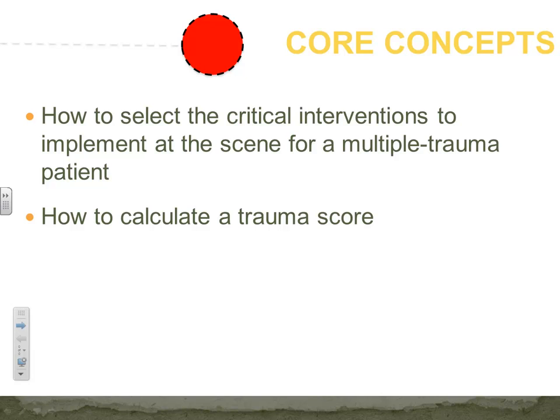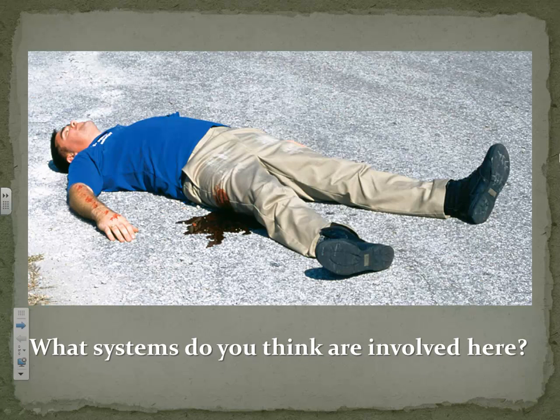How to select critical interventions to implement at the scene for a multi-trauma patient. A multi-system trauma patient is somebody that has more than just one injury, where you have reason to suspect that they may have multiple injuries throughout the body. We're going to look at the trauma score too. I already did that. Okay, multi-system trauma.